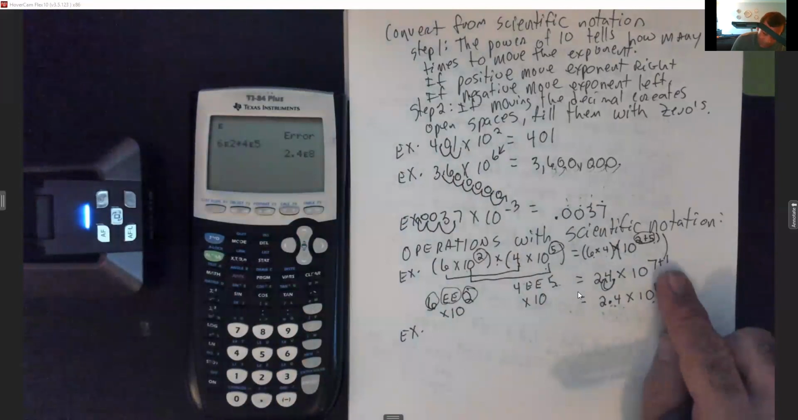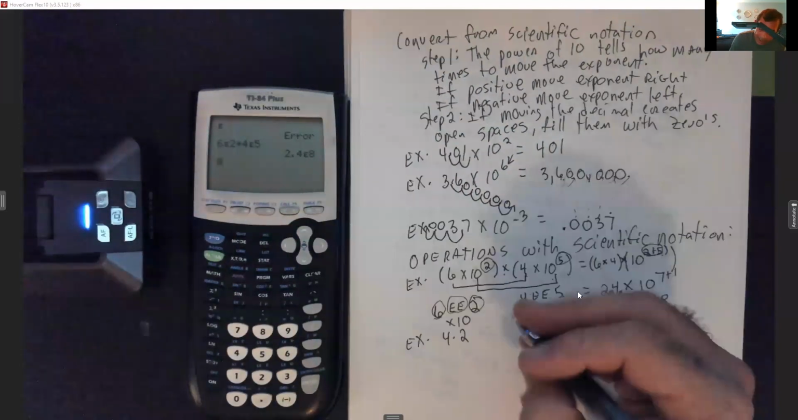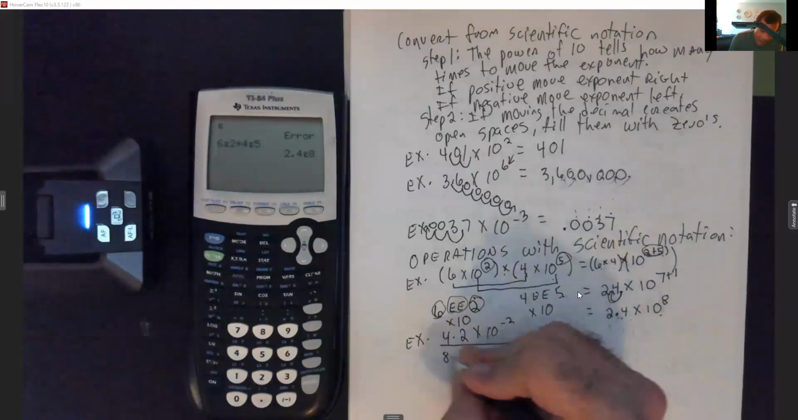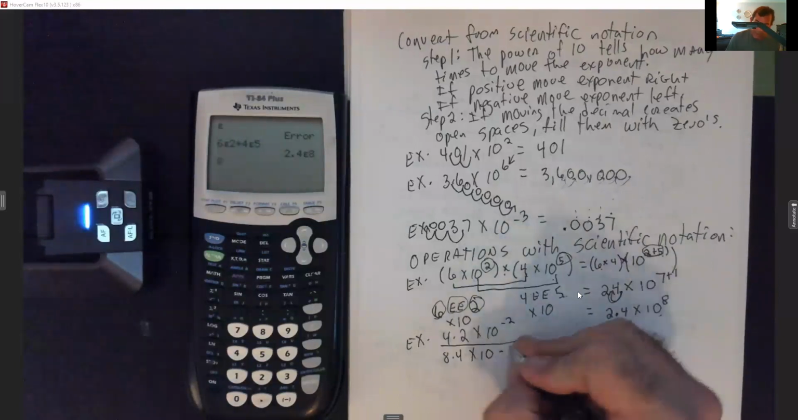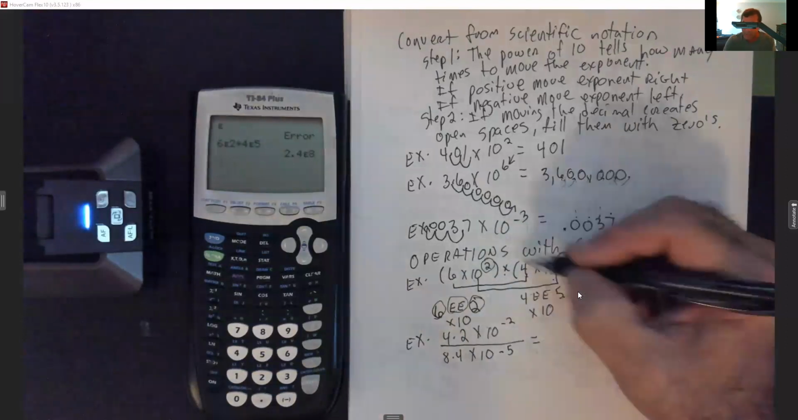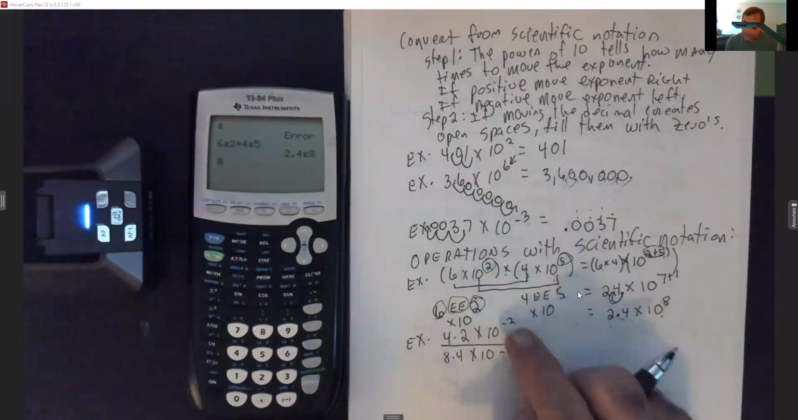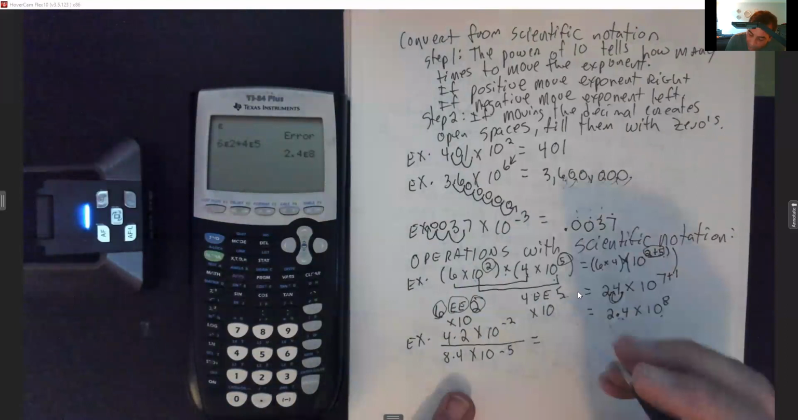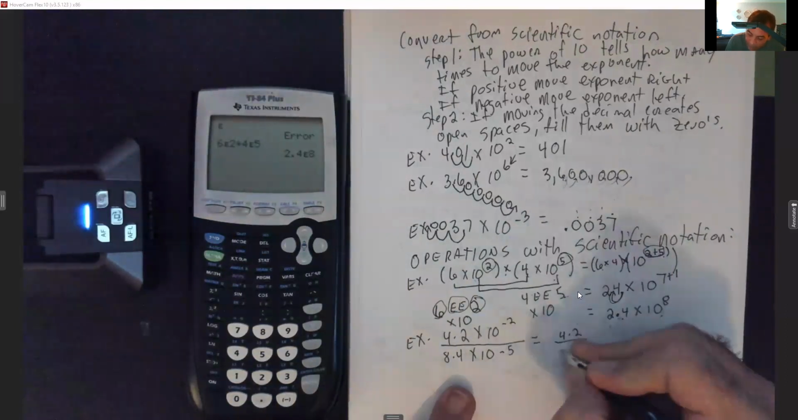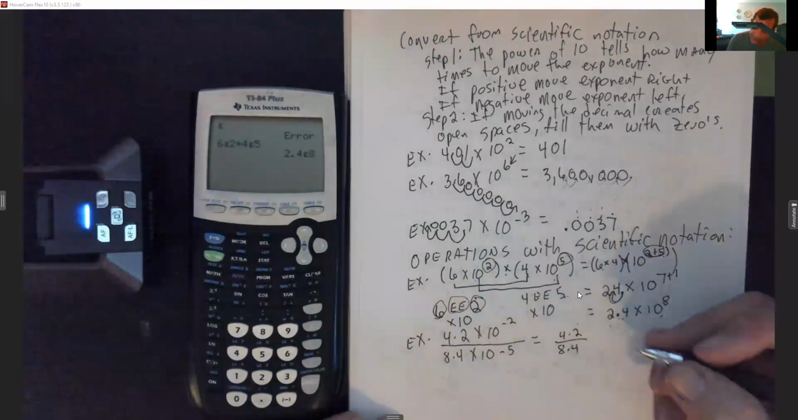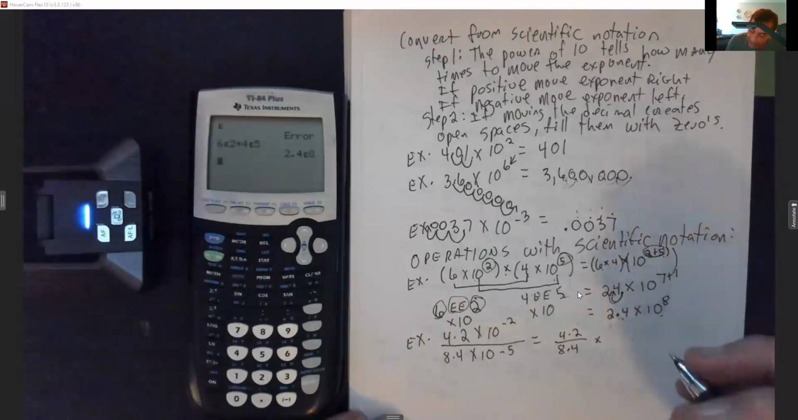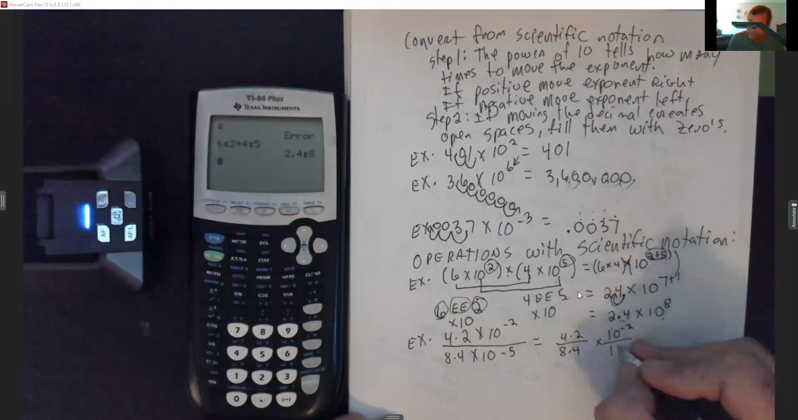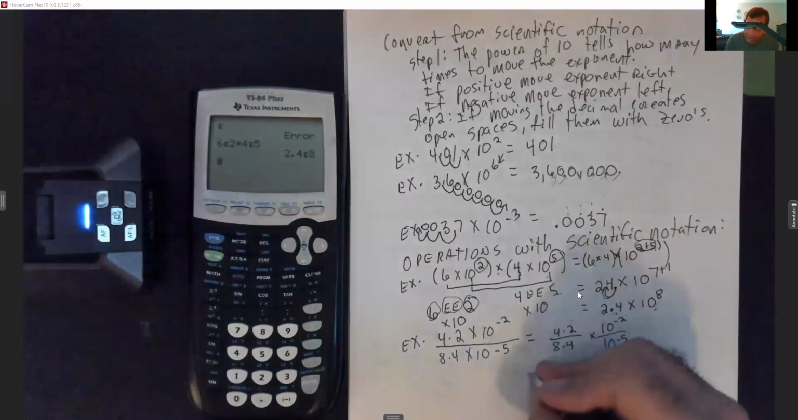All right, how about this? 4.2 times 10 to the negative 2 over 8.4 times 10 to the negative 5th. So to do this, I do the same thing like multiplying. I would divide my numbers and then subtract my exponents since I'm dividing. So I would do 4.2 over 8.4 times 10. On top is what? 10 to the negative 2. On bottom is 10 to the negative 5. So let's see what we get.